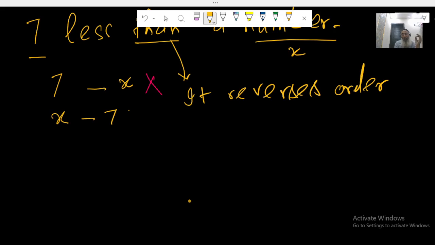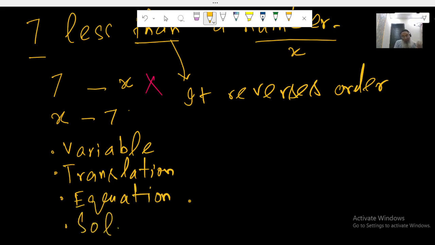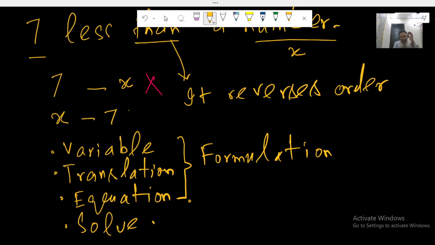And then for right here, it's a one line structure. So the structure is that first you write the variable, then its translation into maths, and then you make the equation, and then you solve it. The solution itself, I think, is the easiest part. The most difficult part is formulation, and this whole set of steps is formulation. This is where we find the real difficulty.